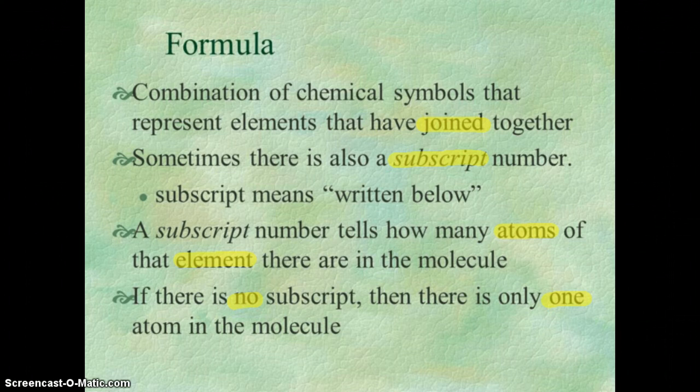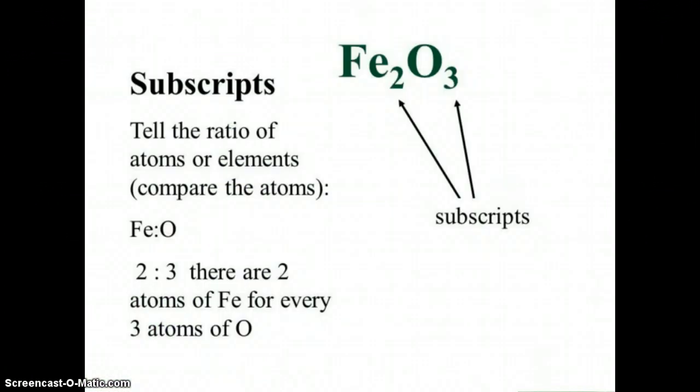All right, so a couple examples for you. Fe2O3. In this, the ratio of Fe to O is 2 to 3, which tells me that there are 2 atoms of iron, or Fe, for every 3 atoms of oxygen, or O. So Fe2O3, the ratio 2 to 3, as you can see.